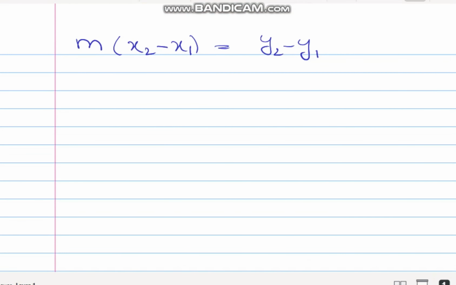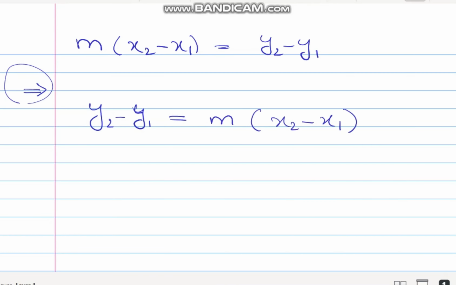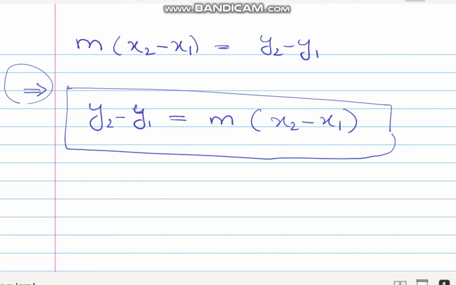Now, this implies sign, you will always draw this double line arrow when you go to another step of the equation. Okay, now y2 minus y1 is equal to m into x2 minus x1. Now this is another form of the equation of the line. Please remember this point. This is always a very good point.